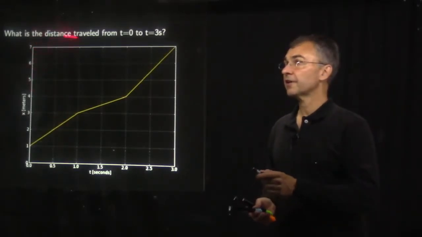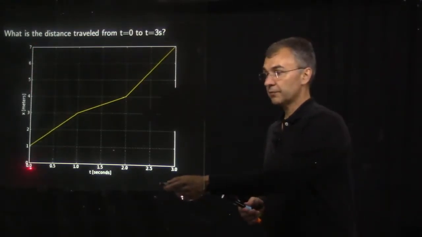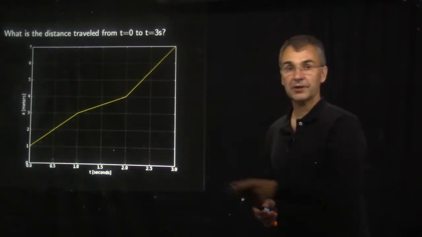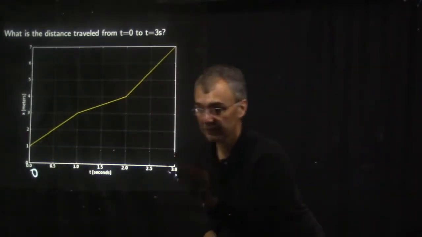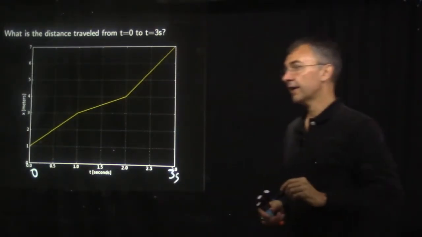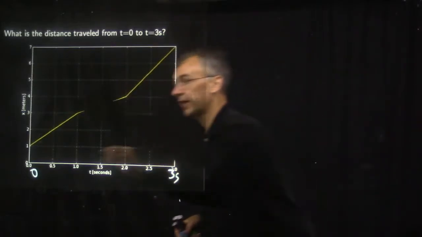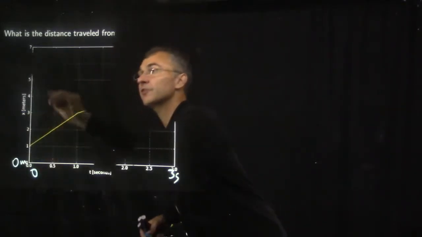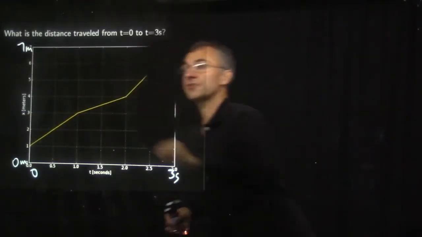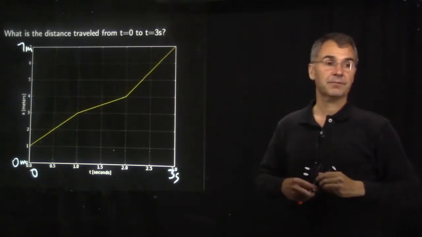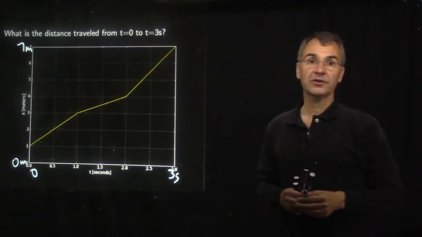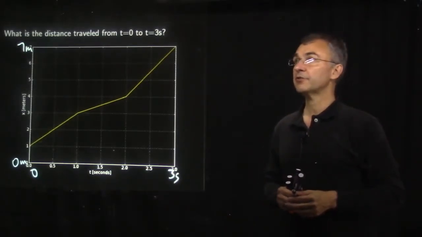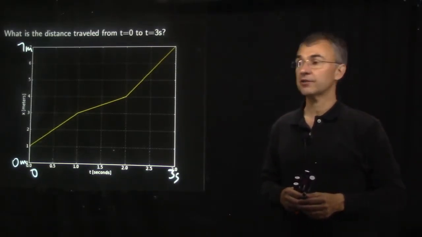We have here a graph. Time goes from 0 seconds to 3 seconds, with marks at 0, 1, 2, 3. And position goes from x equals 0 meters to 7 meters. So the question is, what is the distance traveled from time 0 to time 3 seconds?